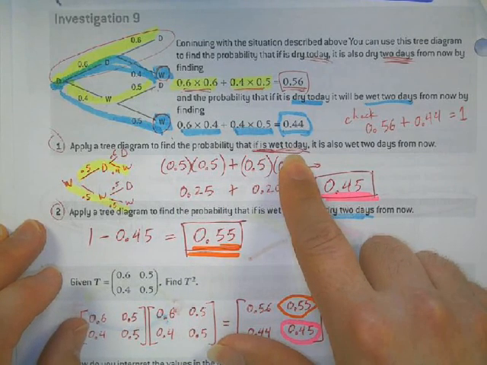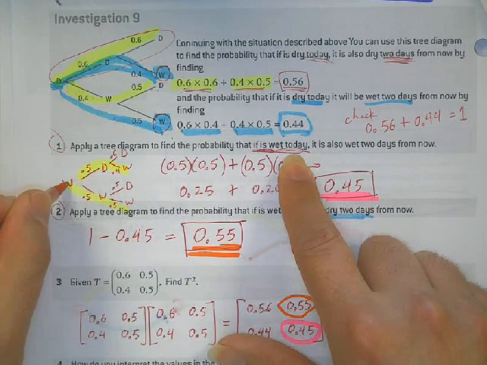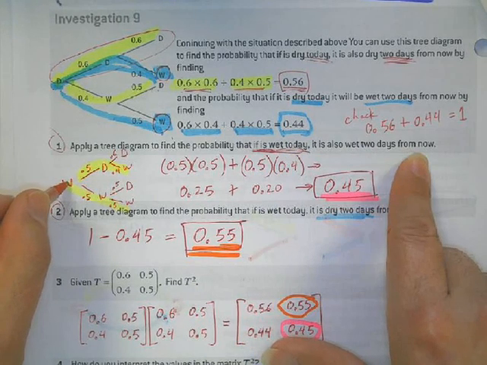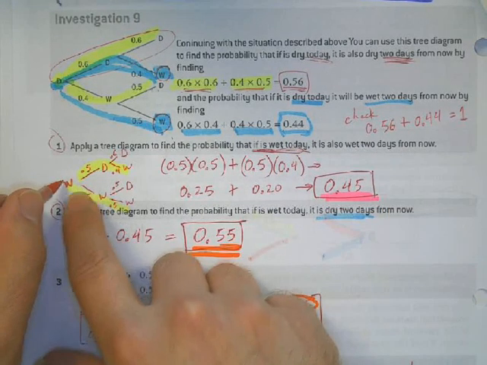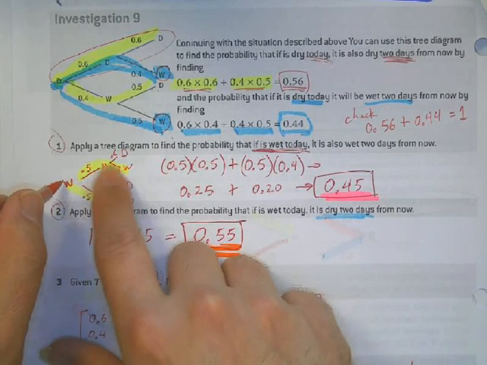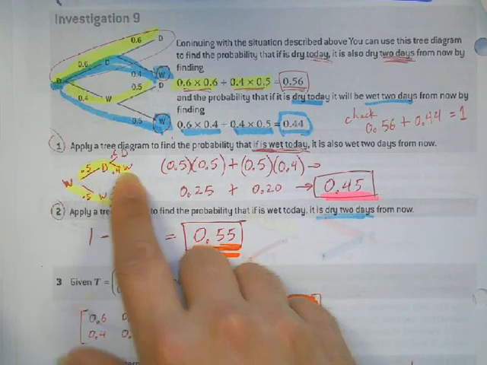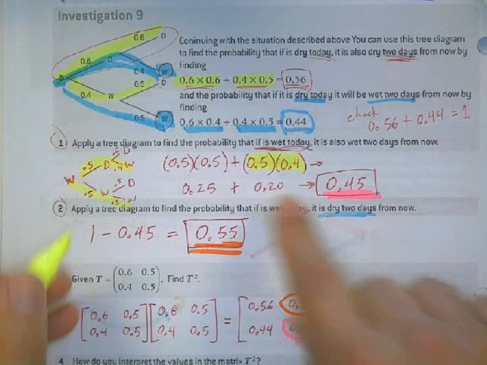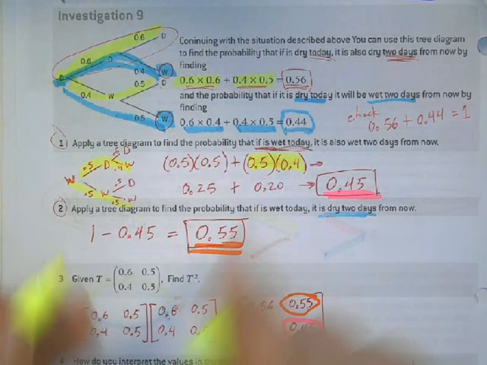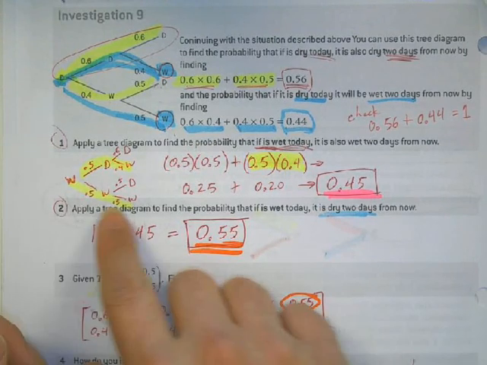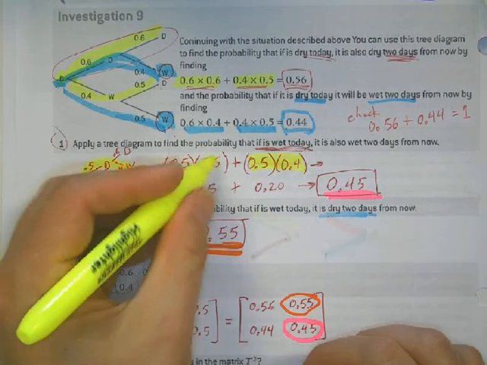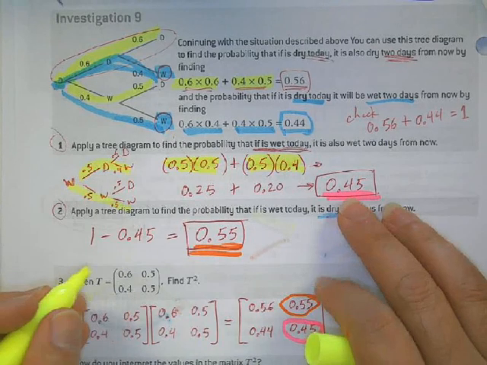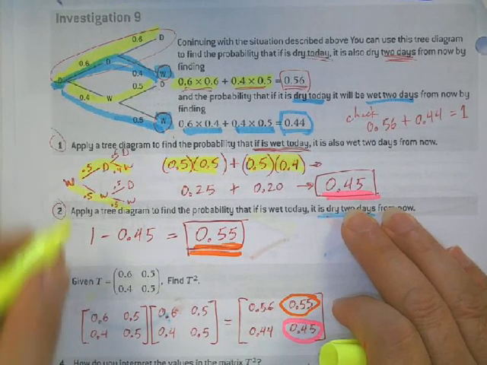We're starting off wet, and it's going to be wet 2 days from now. So if I'm going to go wet, dry, and then wet, that's this first pathway. It's the second, 0.5 times 0.4, and then I could go wet and then wet again. That's going to be 0.5 times 0.5. So we've got a 45% chance that it's going to be wet.